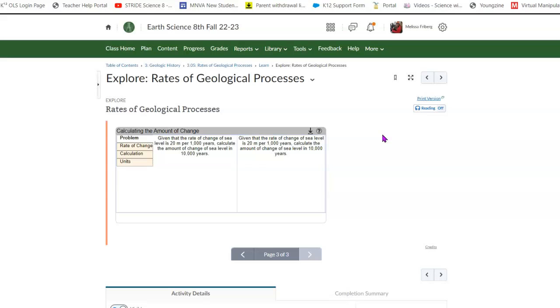I'm just going to do a quick video on how we calculate the rates of geological change, or the rates of geological processes. So when you get to this third page in our Explorer section, we have to go through a problem, and we're going to use our mathematical skills to figure this out. So it gives us the problem.